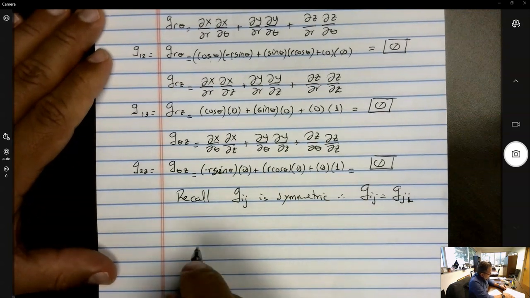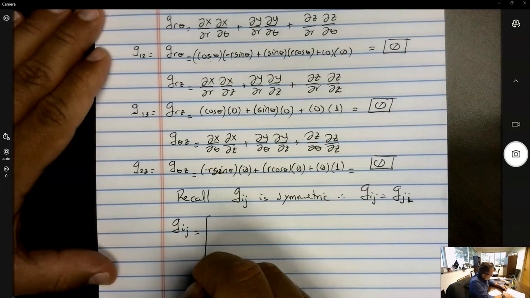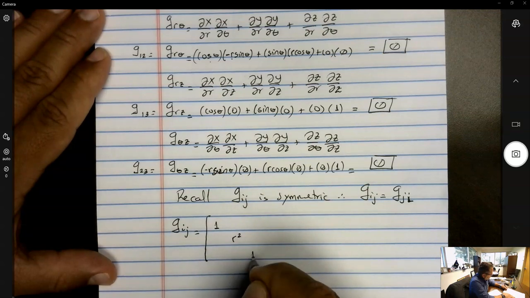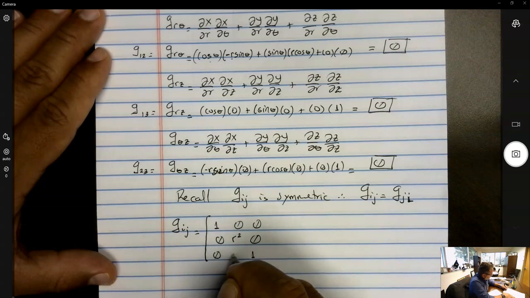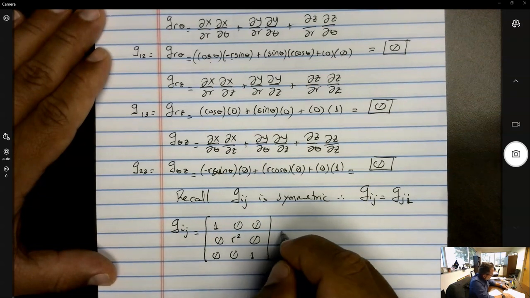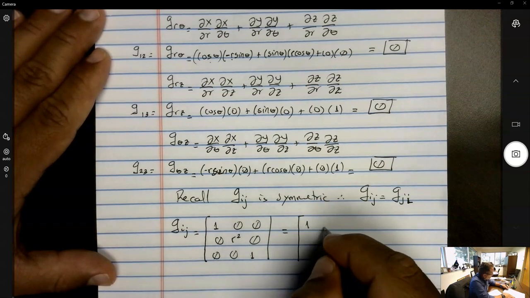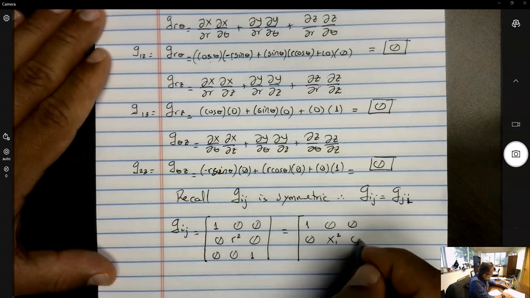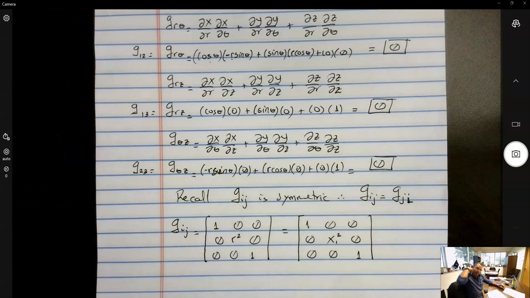So the metric tensor g_ij is equal to the nine components: 1, r squared, 1, and 0 everywhere else. Or you can express this in terms of the curvilinear coordinates. Remember that r is equal to x1. This will be 1 0 0, 0 x1 squared 0, 0 0 1. Same thing. Remember the r, again, equivalent to x1.